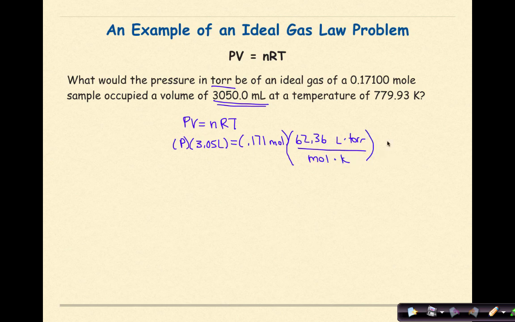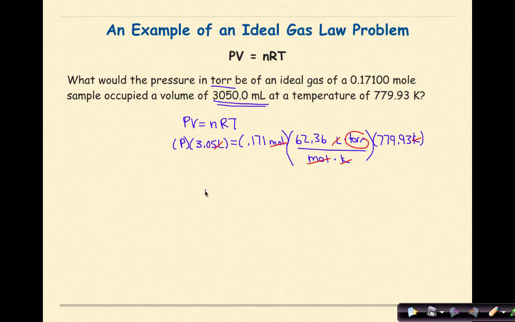And then finally, at least they give me the temperature in Kelvin. So that is 779.93 Kelvin. Again, it is always good to double check to make sure you're using the correct gas constant by canceling. So Kelvin cancels Kelvin, mole cancels mole. Ultimately, if I was to bring the liters over on the bottom here, liters would cancel liters, and I'd be left with the pressure of torr, which is what I want.